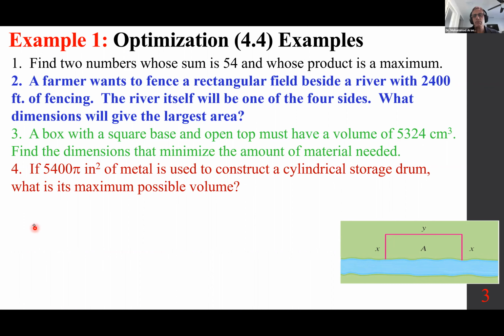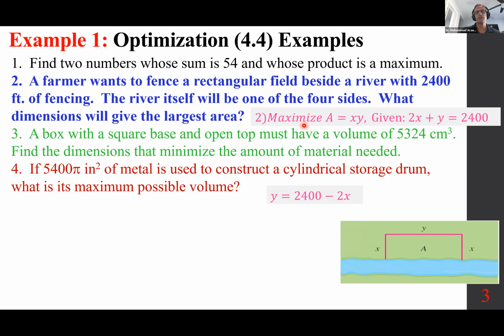So we want to maximize the area, which is x times y. And the constraint is the perimeter, which is normally 2x plus 2y. In this case it is 2x plus y. We have 2,400 feet of fence. So this is the objective function. This is the constraint, everybody. We are going to solve for y. So that's the first step. That's the second step. And we are going to replace the y in here.